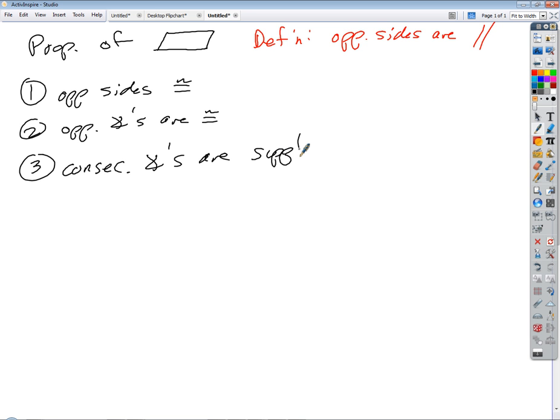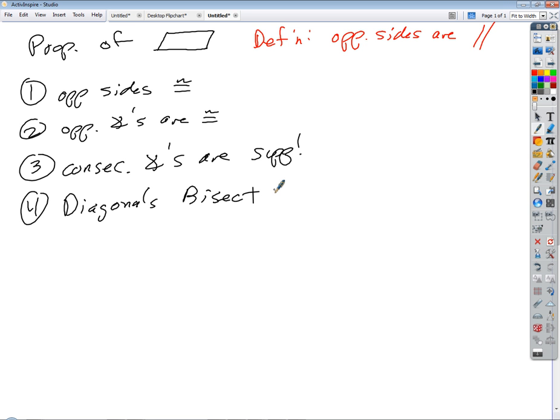Consecutive angles are supplementary, and what's the last one? I think we already mentioned it. What's the last one? Okay, good. Diagonals not intersect, they bisect. Good. Okay, good. All right, so section 6.2 is just about using those properties.